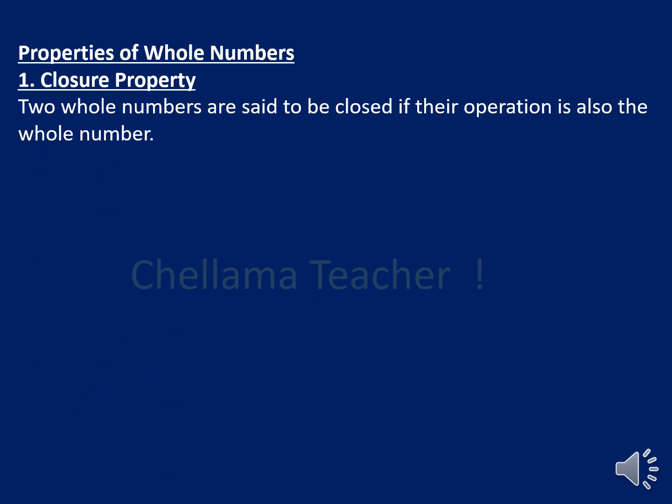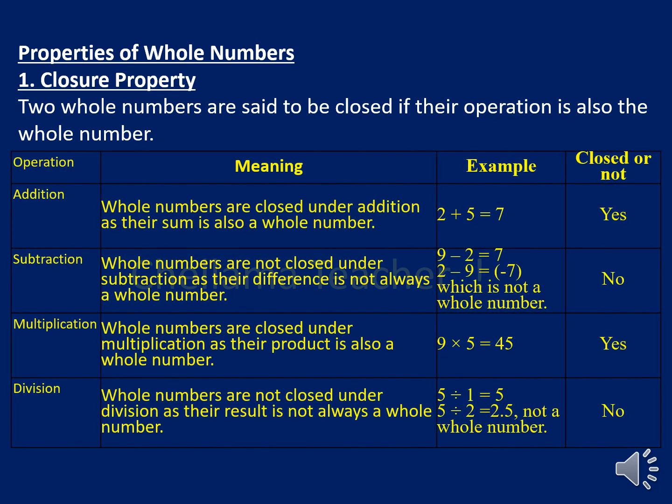Next is the properties of whole numbers. The very first property is closure property. The whole numbers are said to be closed if their operation is also a whole number, which is tabulated very clearly for the basic mathematical operations: addition, subtraction, multiplication and division. Let's see the meaning one by one with the example.